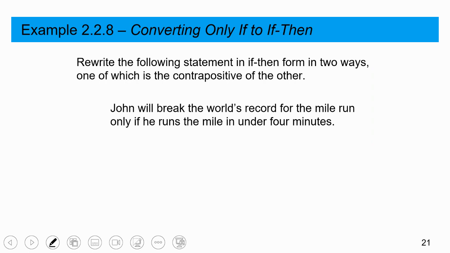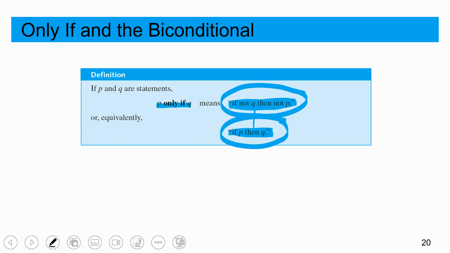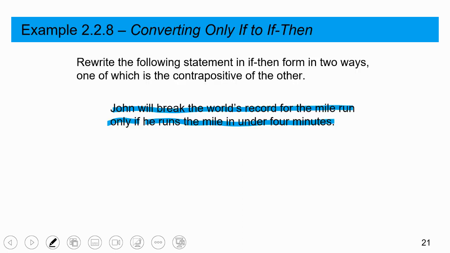Jack will break the world's record for the mile run only if he runs the mile in under 4 minutes. So this is our P: John breaks the world record for the mile run. Our Q is he runs the mile in under 4 minutes. So remember, how do we change this? Okay. If not this part, then not this part. So again, if you would like to take a moment, pause the video, and see if you can rewrite this. All right, let's take a look.